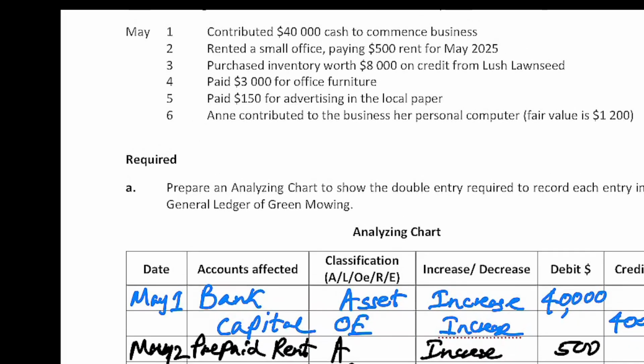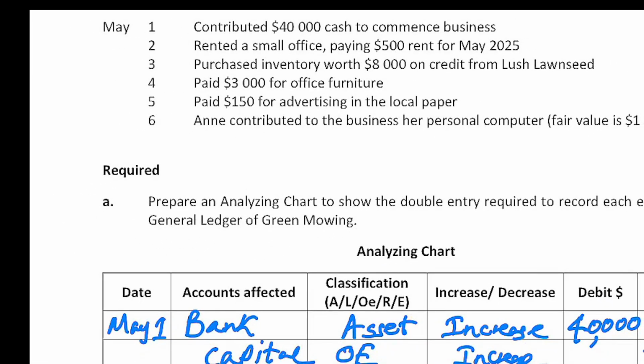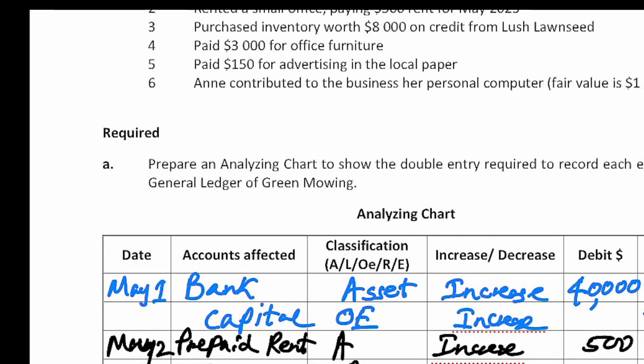What is the third one? Gavish, tell me. Birthday boy. Purchased inventory worth $8,000 on credit, Lush Lawn Seed. So tell me the accounts affected. The date is May 3rd. Inventory. Inventory, very good. What is the classification? Asset. Yep. Increase or decrease? Increase. Debit or credit? Debit. Very good. Why? Because it's an asset. Asset increases, debit. That's how you have to do it.